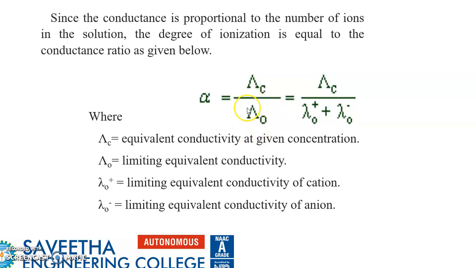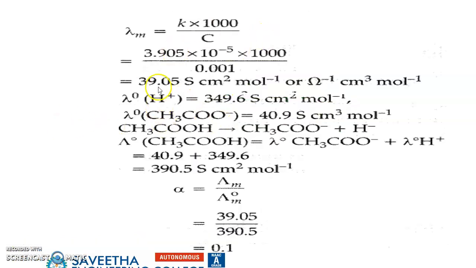And according to Kohlrausch's law, lambda naught is the sum of lambda naught of plus ion plus lambda naught of minus ion. So this is how we can calculate degree of dissociation for a weak electrolyte. See, for acetic acid, they've individually given H plus and CH3COO minus. If you sum it up, you'll get acetic acid 390, and at a particular concentration the lambda m value is 39.05.